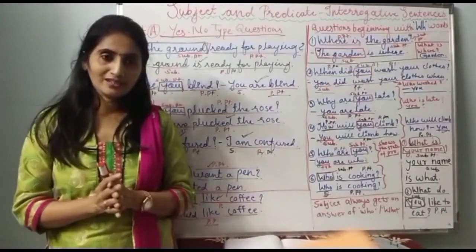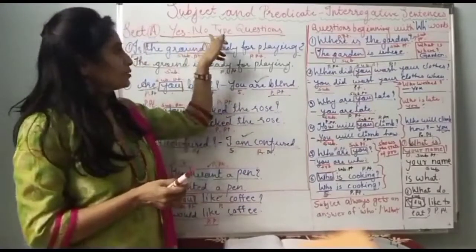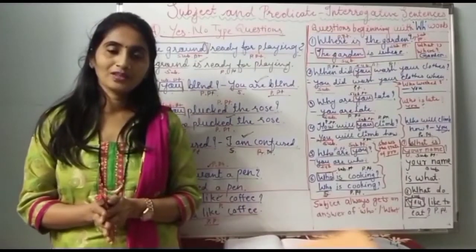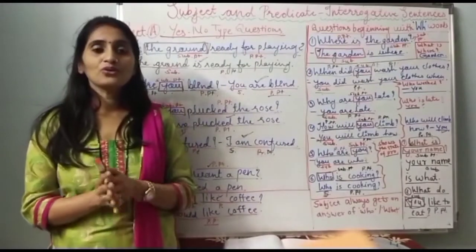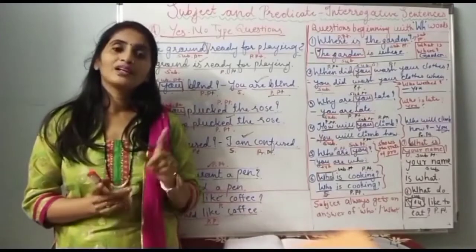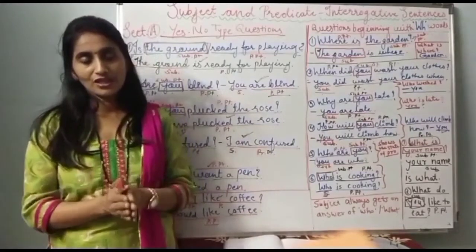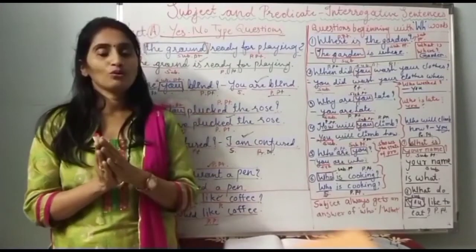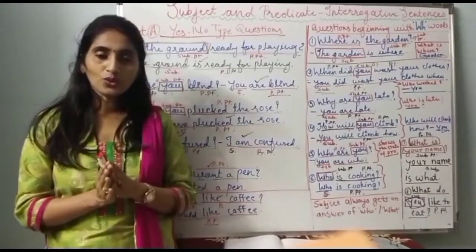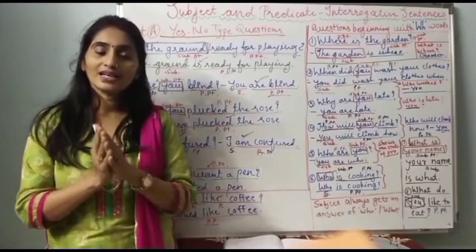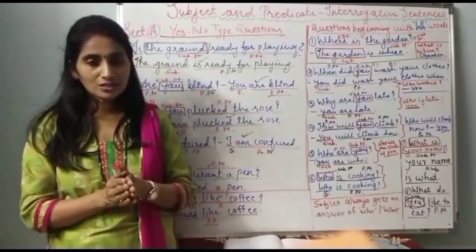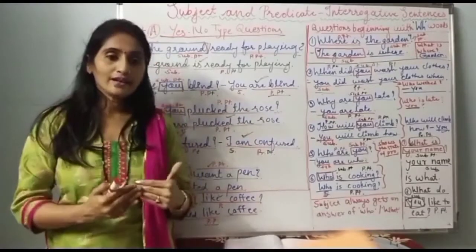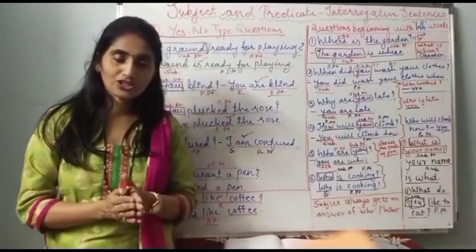Today, we have studied two types: yes, no type questions and questions beginning with WH words. What you have to do is to remember two things. Number one, convert the question into a statement, and number two, ask the question with who or what. By doing so, you can easily get the answer. Because whenever you ask the question with who or what, you can get the answer and it is the subject.